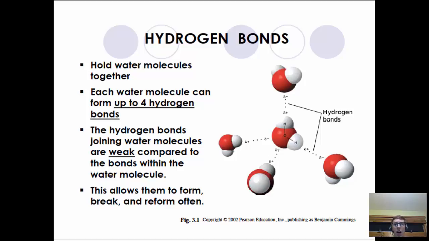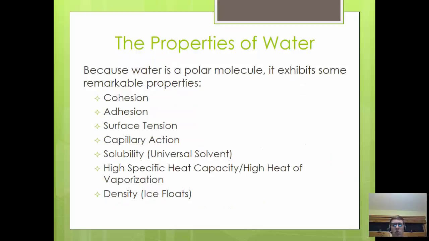The hydrogen bonds are what holds water molecules together. Each water molecule can form up to 4 hydrogen bonds, and that's where the slightly positives bind with the slightly negatives on another water. But they're weak compared to the bonds within the oxygen and the hydrogen. That's why they can be broken much more easily. That's why it's easy to go from ice to liquid instead of going from water to oxygen and hydrogen gas. And they form and reform often.